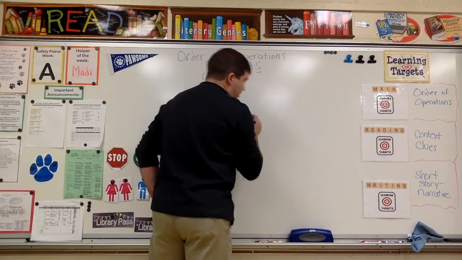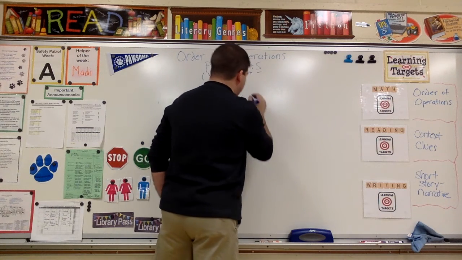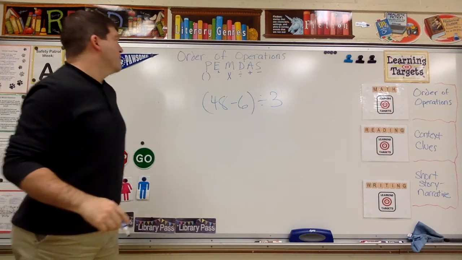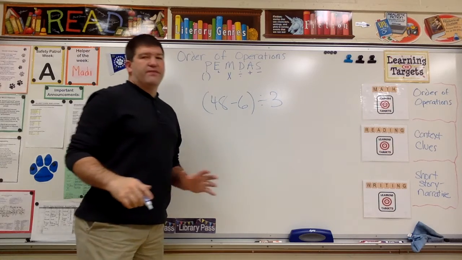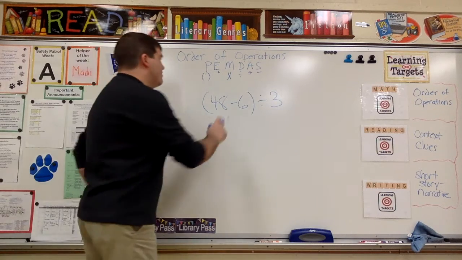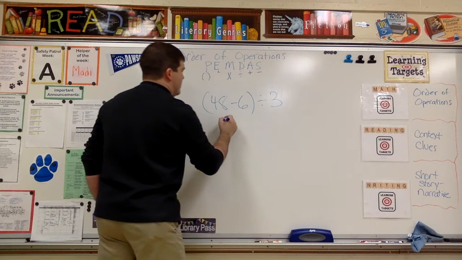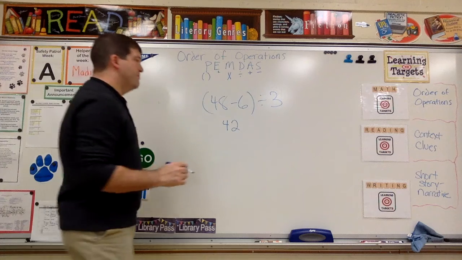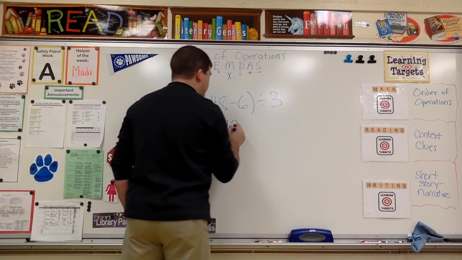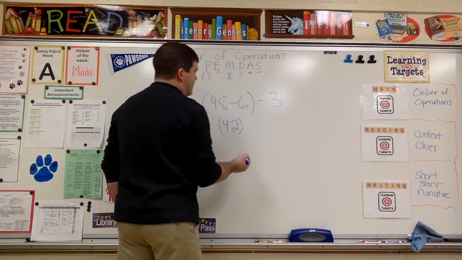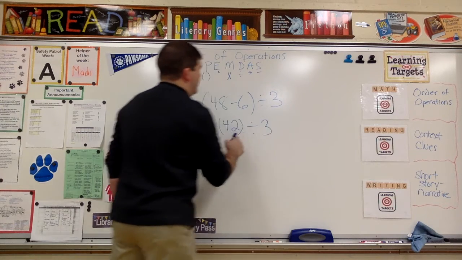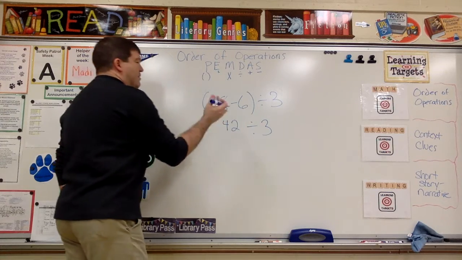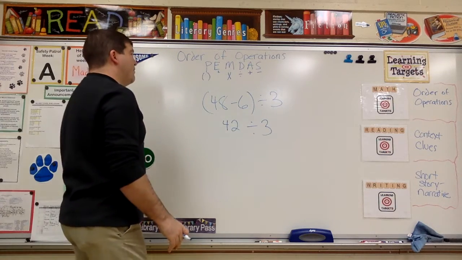48 minus 6, in parentheses, divided by 3. Okay, so parentheses is first, and I do have a parenthesis on this one, so I do this first. So 48 minus 6 is 42. Okay, so then I have my 42. It's in the parentheses. I can keep it or not. I'm going to lose the parentheses because I don't need it. When it's just one number, you don't really need that. So now I have 42 divided by 3.